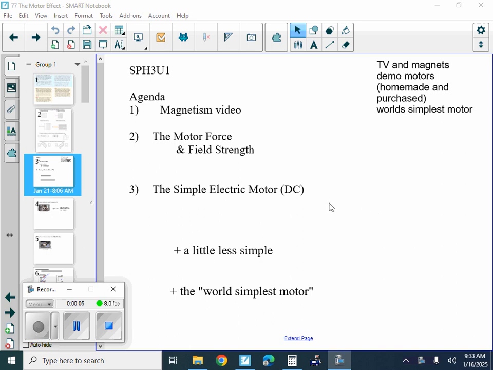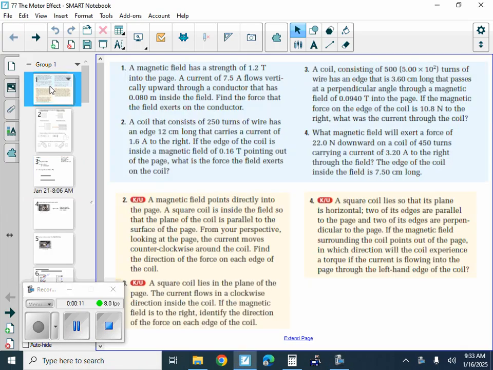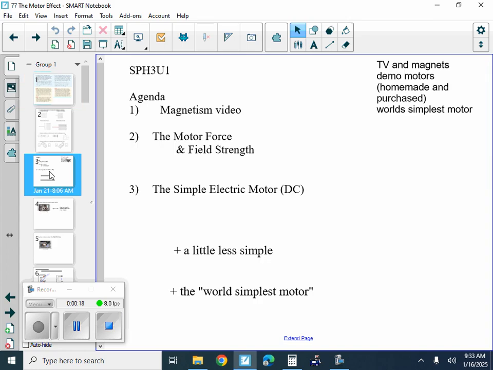All right, hello everyone. In this video, we're going to go through a little bit about field strength, what factors affect the strength of the field, so questions like this where it's like, oh, there's a field strength of this, and what's the force on something. Details of that are going to be focused on a little bit more in grade 12 physics, but just a bit of an intro to it.